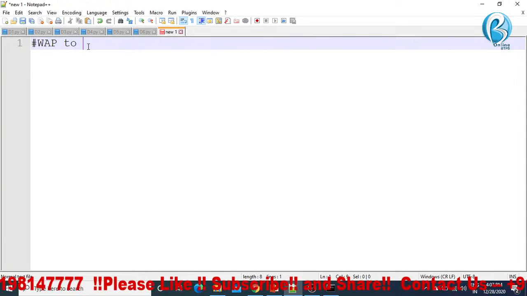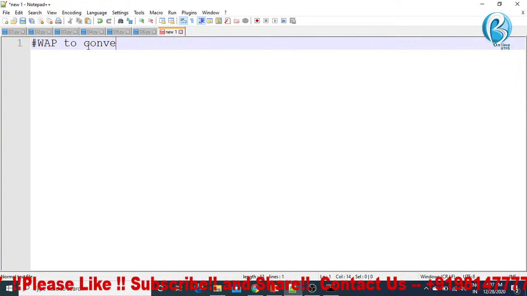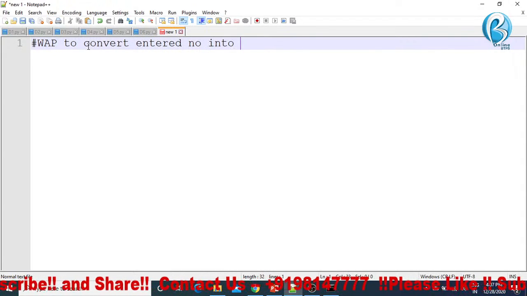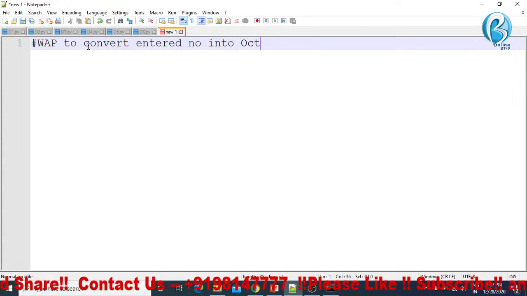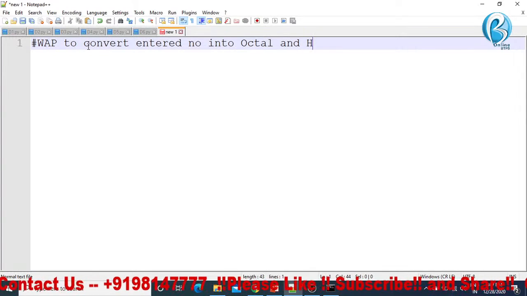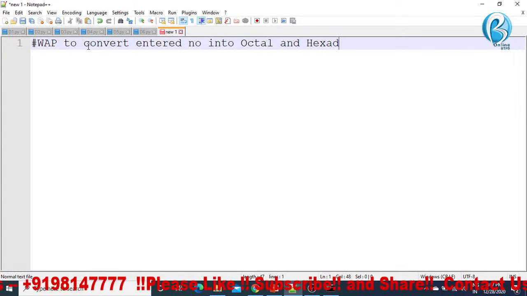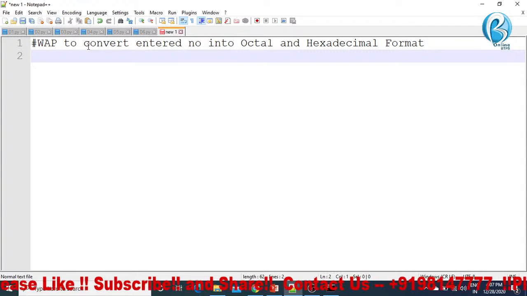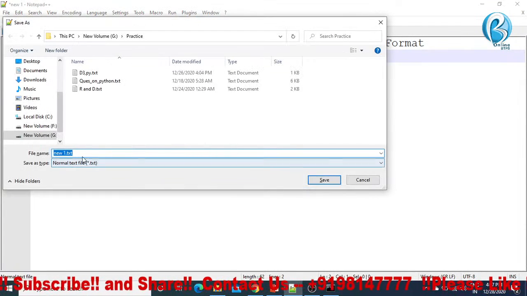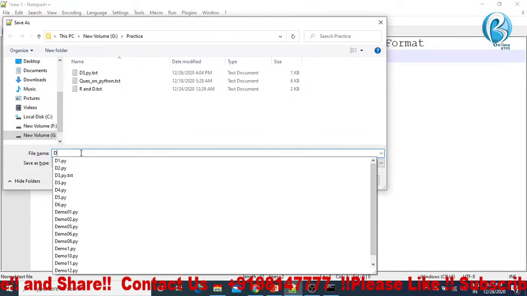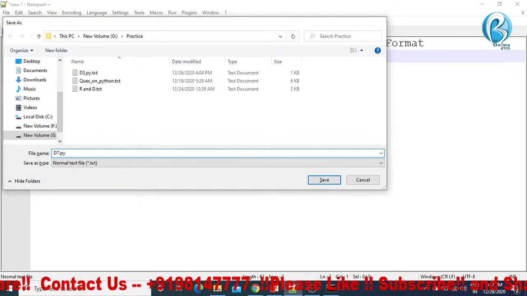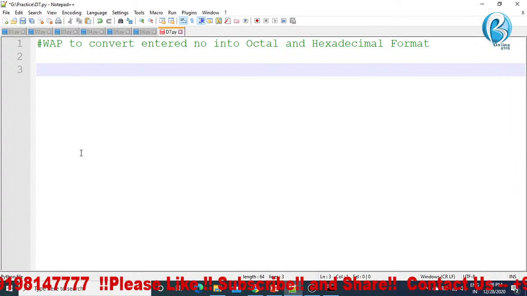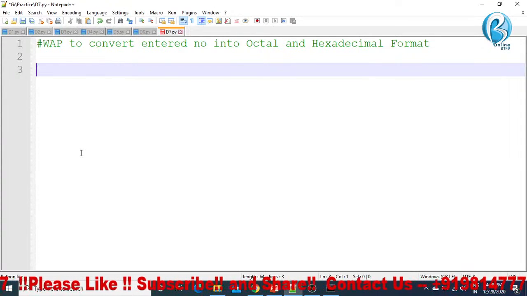Write a program to convert entered number into octal and hexadecimal format. Okay, let's save it first. It is d7.py. So the next thing is what we have to do. We have to take an input, right?